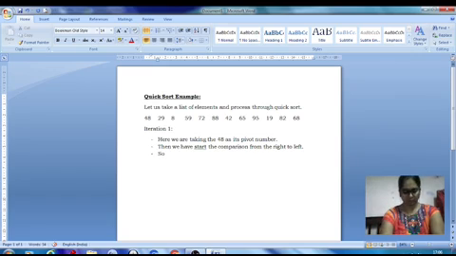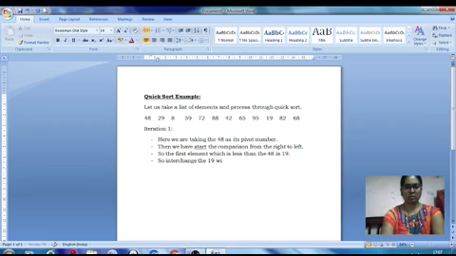The first element from right to left which is less than 48 is 19. So interchange 19 with the pivot number 48.